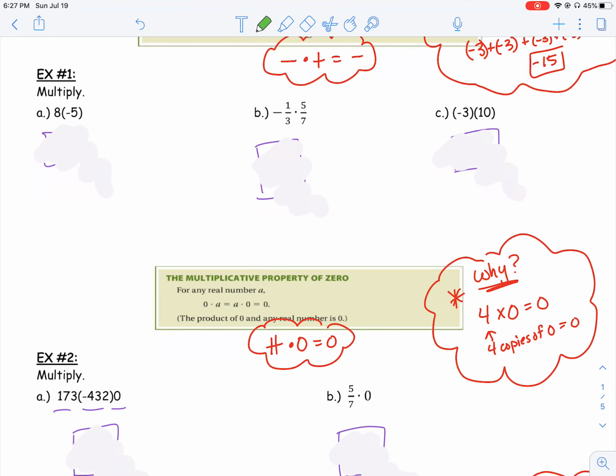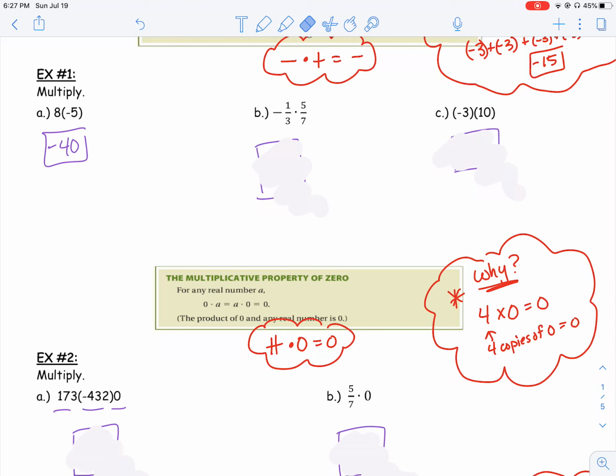Example number 1 asks us to multiply. So we might see the numbers next to a parenthesis. In math, that means multiplication. So for A, I have 8 times negative 5. I have a positive times a negative, so I know my answer is going to be negative. And 8 times 5 is 40. So negative 40 would be my answer there.